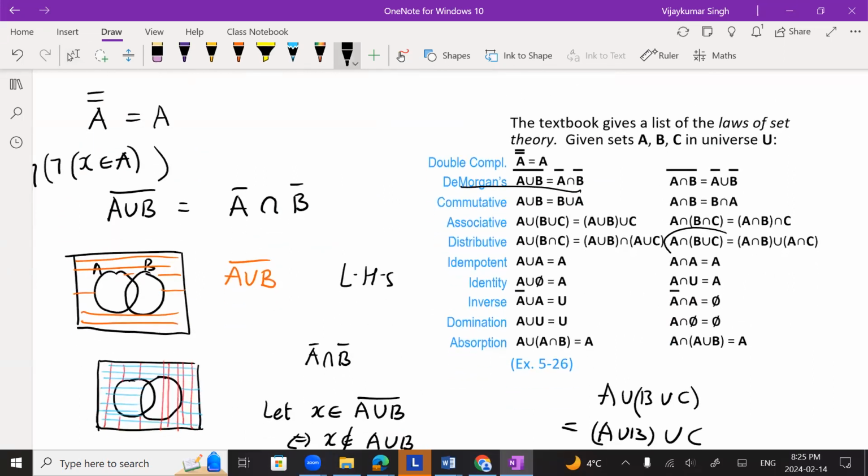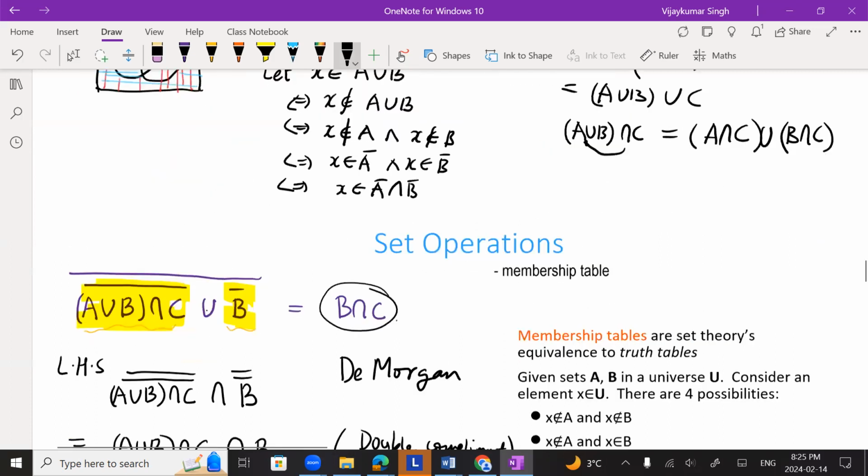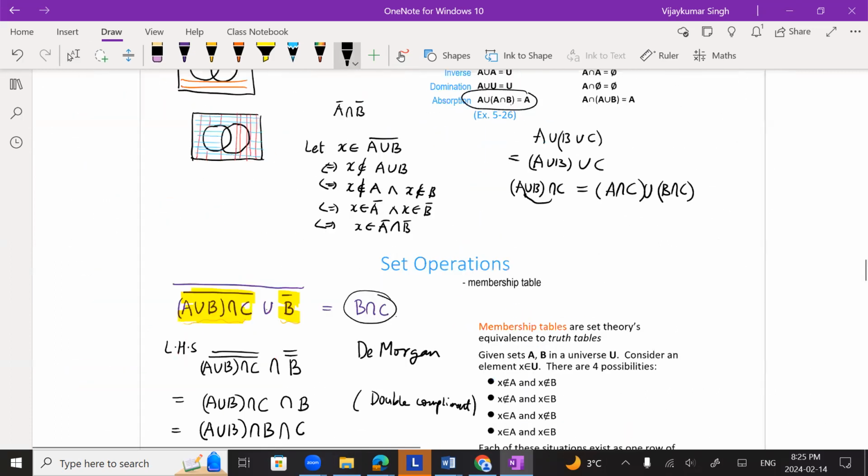You have A intersection B union C. Well, there's a distributive law. The absorption law will work if A union A intersection B is A. Let's see. Is it working here? A. So, or you have A intersection. Let's see which one will apply.